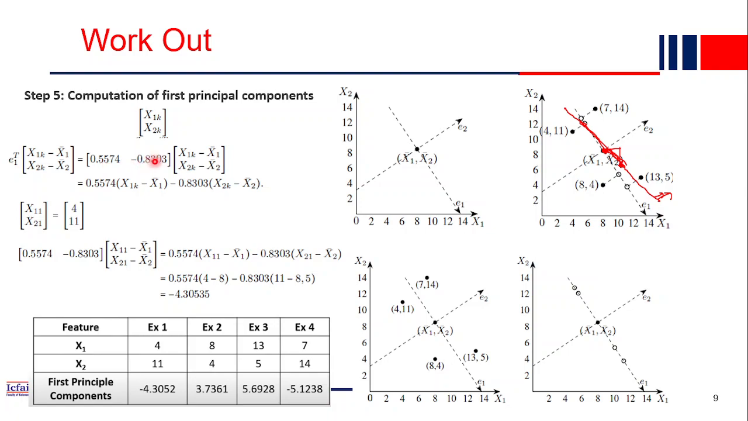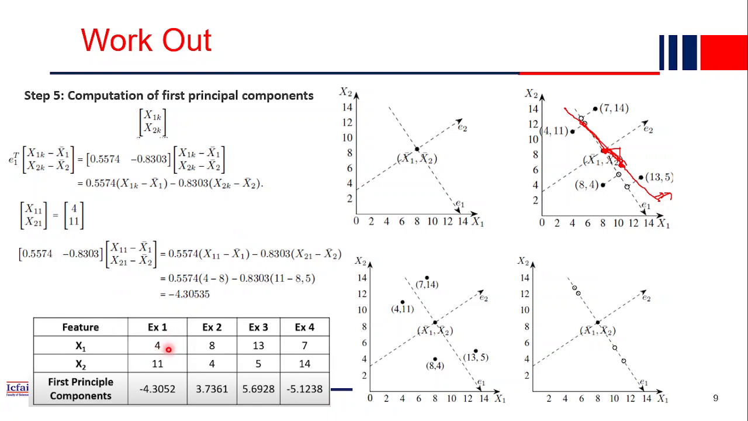Now for the first point we are finding out what the first component value will be. First component value means we are projecting the first point onto this line. We are representing all 4 points on this line. If you project this first point onto this line, what will be the coordinate on this line? That is what we are finding out.